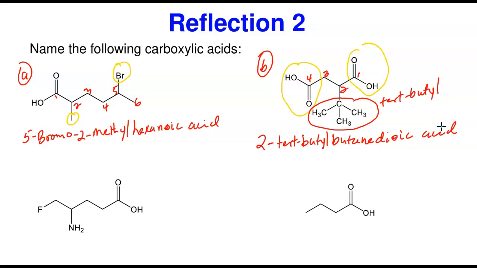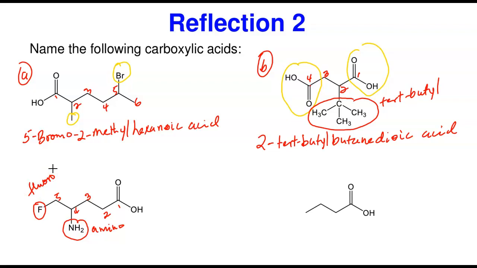Then we go to the next one. In this one again, we count the longest chain, starting from here. So this is going to be 1, 2, 3, 4, 5. The longest chain is 5. And then we have attachments. Remember, when there's a carboxylic acid, we're going to count this one as an attachment. This is an amino. And this is going to be fluoro.